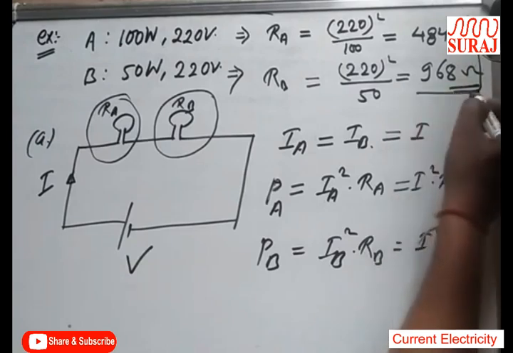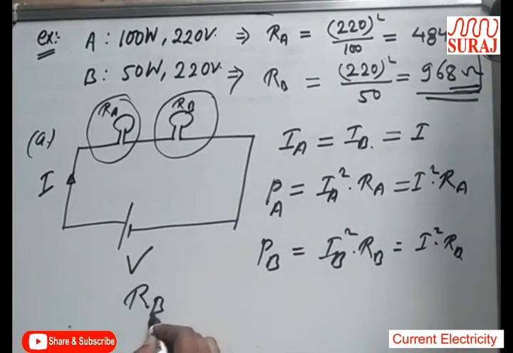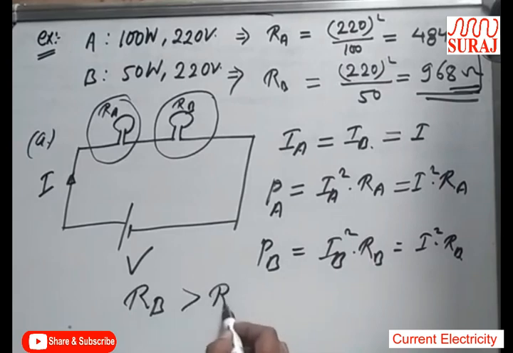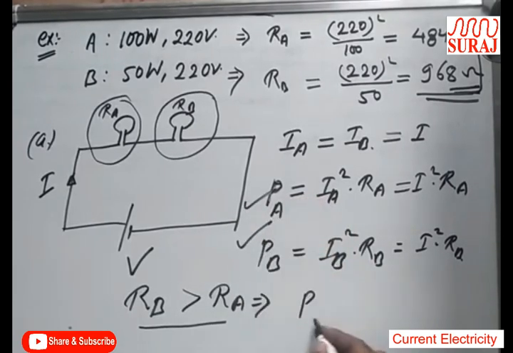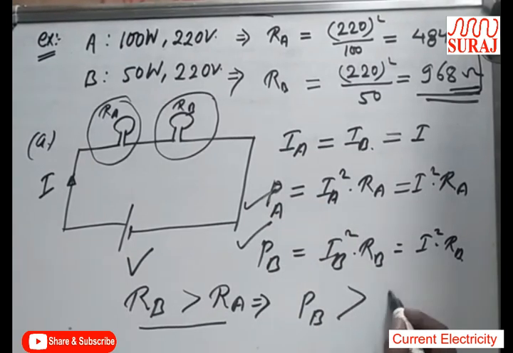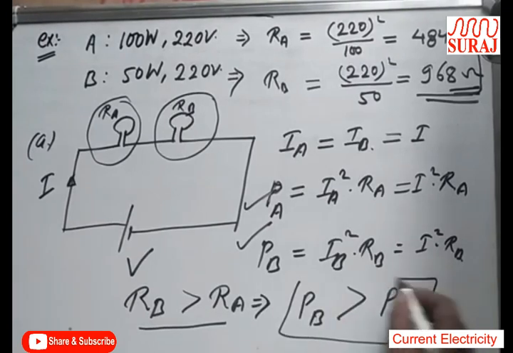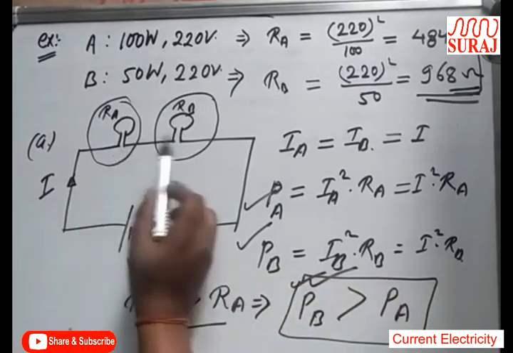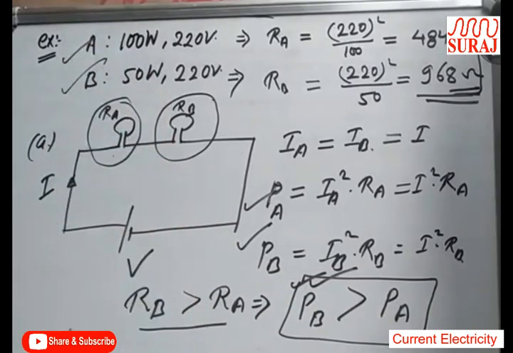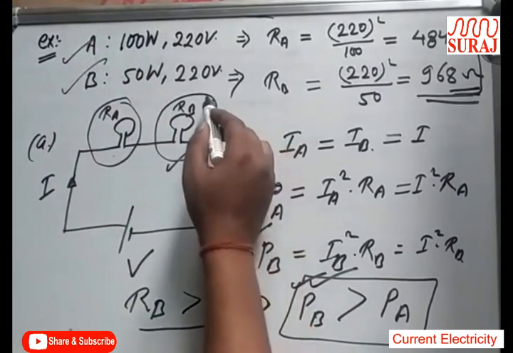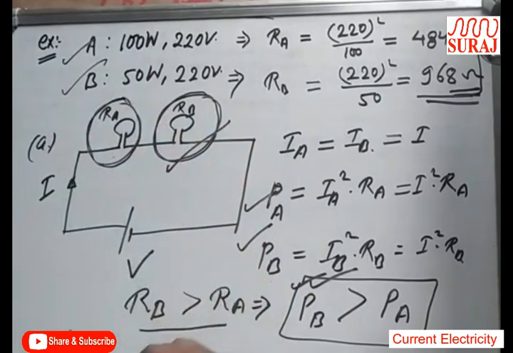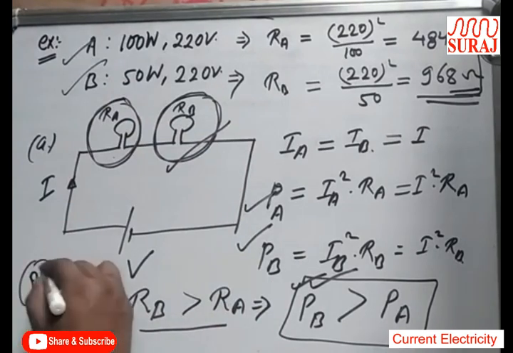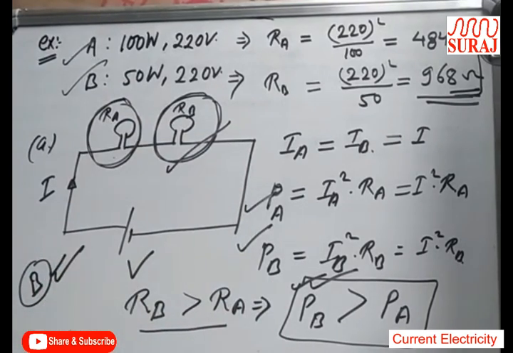From this calculation, if you see, the resistance of bulb B is greater than the resistance of bulb A. So using these two relations, we can say that the power dissipated in B is greater than the power dissipated in A. It means when we connect these two bulbs in series, the dissipation of power will be more in B with respect to A. It means B shows more brightness with respect to A.